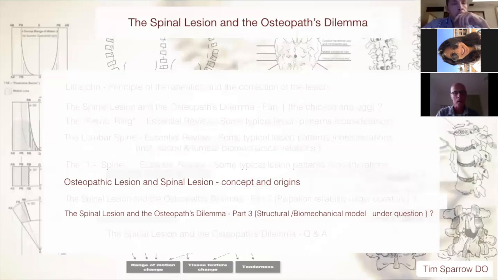I'm sorry about that. Okay, so another component of our dilemma is that the structural biomechanical model is under question. Do we have this whole scenario of this biomechanical influence influencing our decision making in addressing our patients as a value component? Yes, it is. It's still there, but it's being gently challenged by various fields of interest, especially in neuroscience, and also those relating to other concepts in our work.